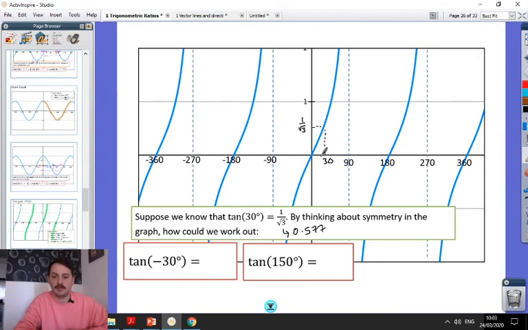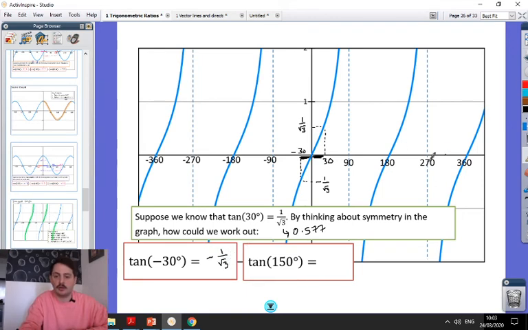Now we know that this corresponds to this upwards movement of 1 over root 3. So if we're going to say the tan of minus 30, this time we're going backwards 30 degrees to get to minus 30. I think you can clearly see it's going to correspond to the same gap that it's moved upwards, but it's going to be moving downwards this time. So it's going to be minus 1 over root 3, that's like this.